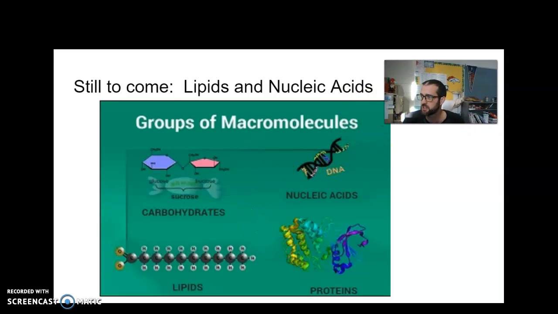So still to come, you guys, in section 3 of chapter 2, so 2-3, we still need to talk about lipids and nucleic acids. We'll get to that next time. But here's our main macromolecules. This is all in chapter 2, section 3. We talked about carbohydrates, we talked about proteins. We still got to talk about lipids and nucleic acids.